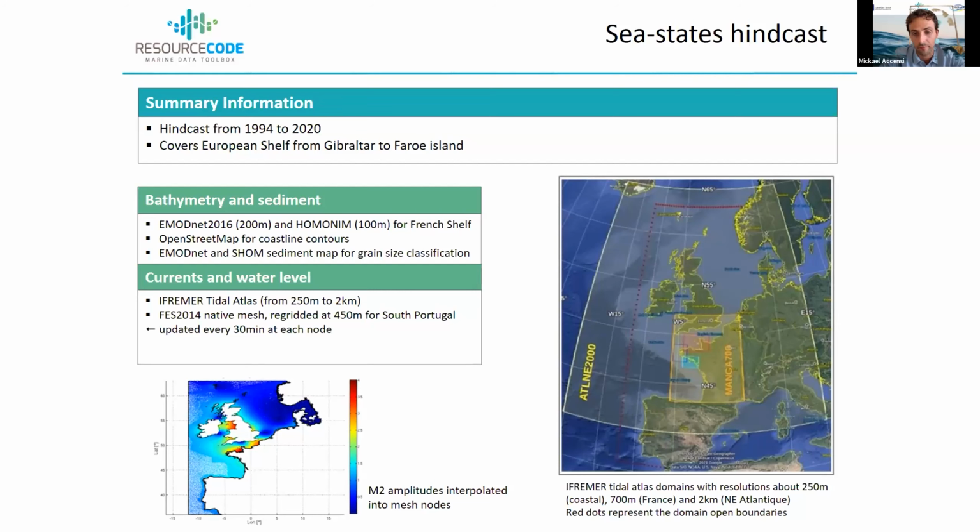And to cover the south of Portugal, which was not covered, we've used the FES 2014 atlas, which has a 450-meter resolution. Once we've used those tidal atlases, we've recomputed the tidal currents and water level based on the tidal components, and we have interpolated them on each mesh node at a 30-minute time step. You can see an example on the map below of the M2 amplitude.